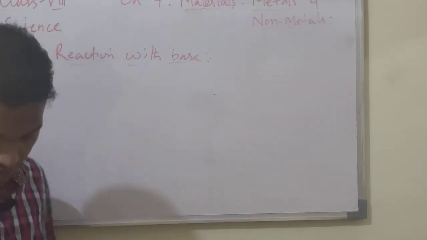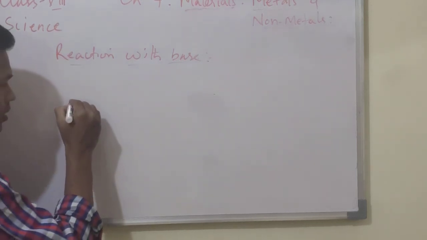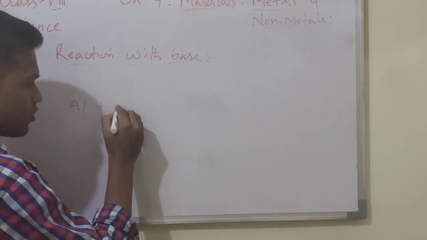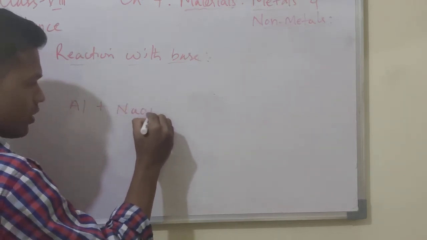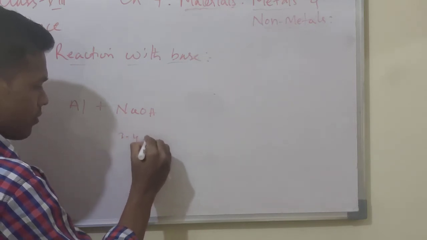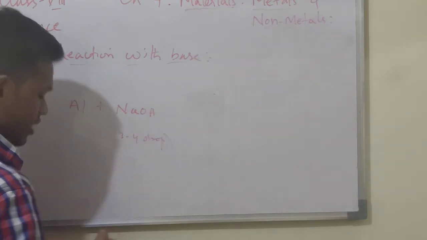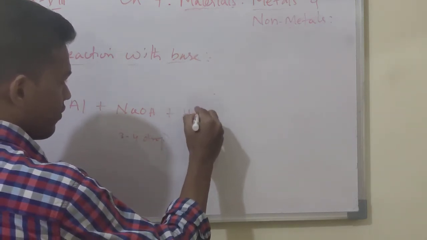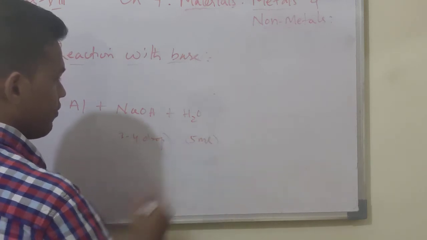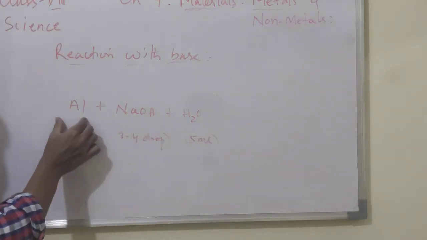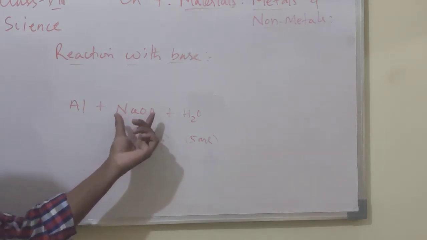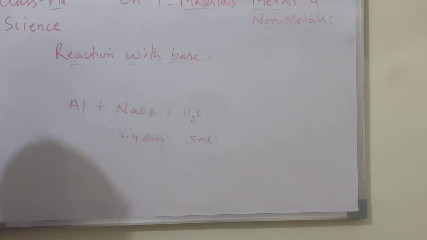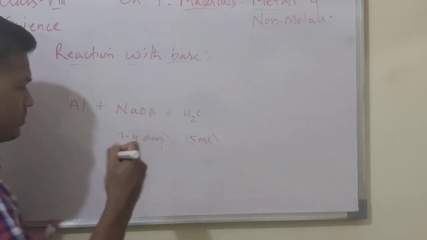Now you take aluminum. Then you add 3 to 4 drops of what? Sodium hydroxide, NaOH. Then after that, you add 5 ml of water as well. So here aluminum is taken, and in that water solution you add 3 to 4 drops of sodium hydroxide. This is a base.